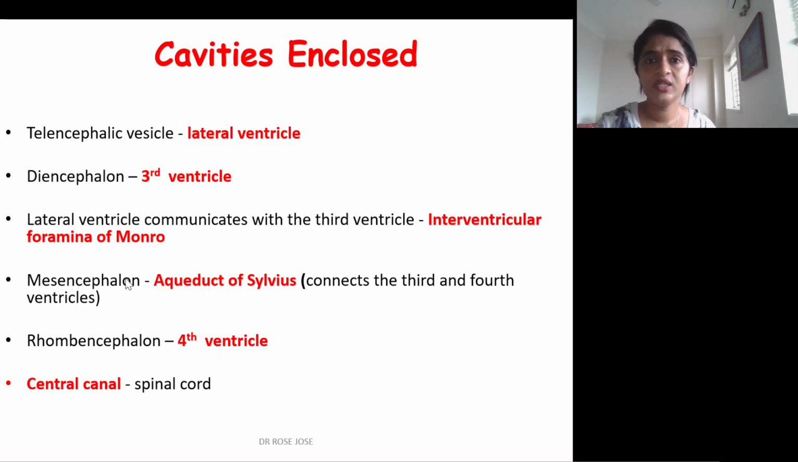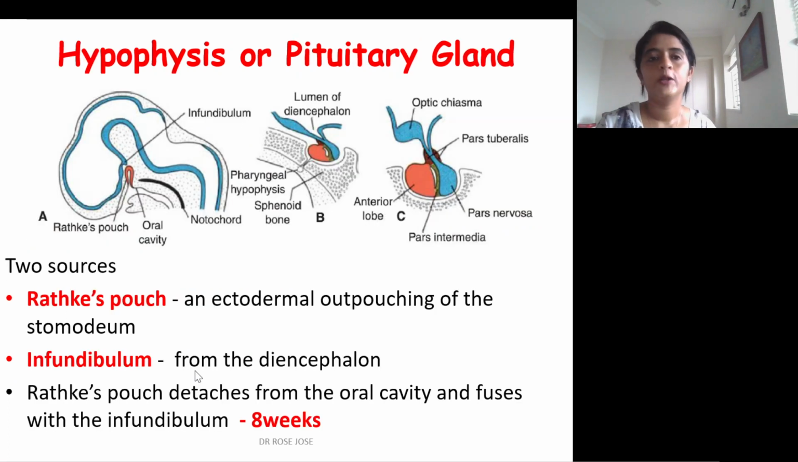Then you have the mesencephalon, in which you have the aqueduct of Sylvius, which is actually connecting the third and fourth ventricles, and the fourth ventricle is actually spread over the rhombencephalon, and the central canal is seen in the spinal cord.